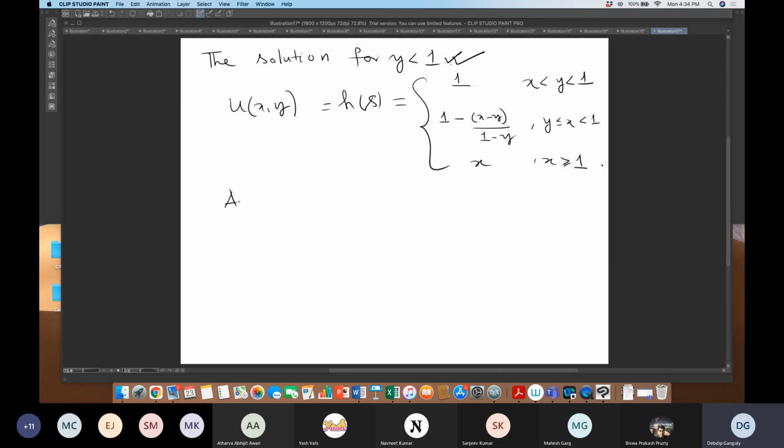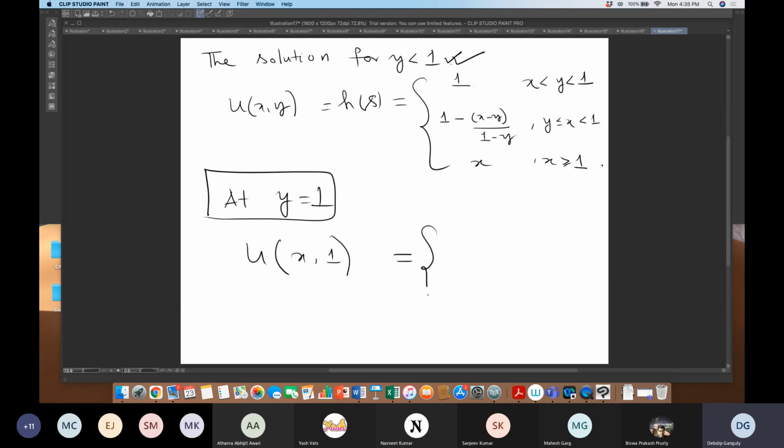Now what happens at y equal to 1? What will happen? At y equal to 1, this is 1. This is 1 if x is less than 1. If y equal to 1, then what happened to this function? This is 0 if x is greater.